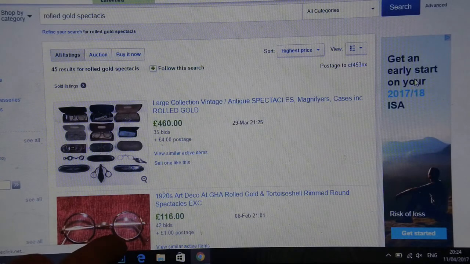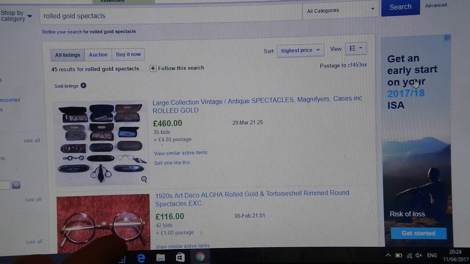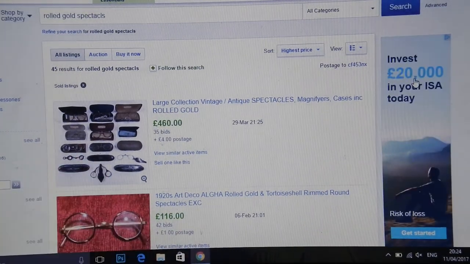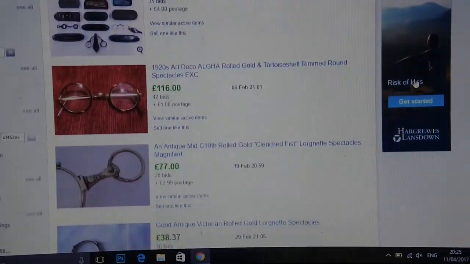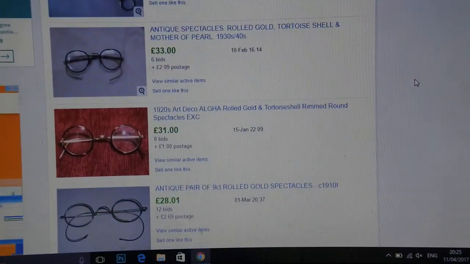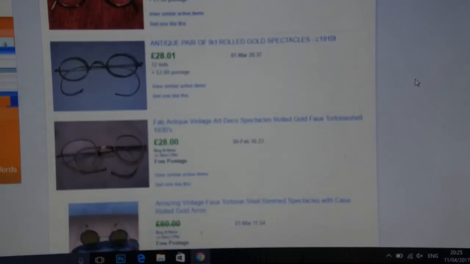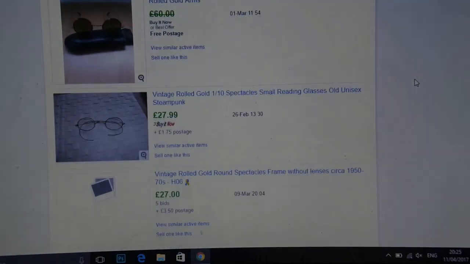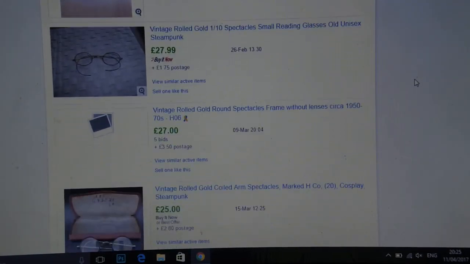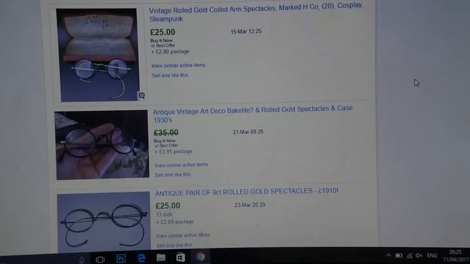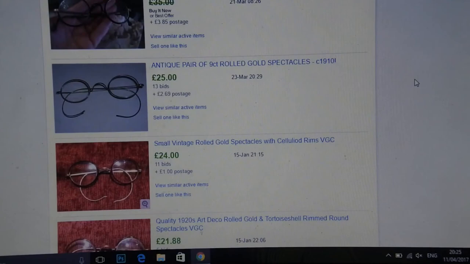Now, 1920s Art Deco, Royal Gold, Tortoiseshell and Rimmed Round Spectacles, £116. £460. Pairs there, £33, £31, £28, £28. So what did I just do wrong? Offering a pair for £12, and not selling. As you can see, all these are sold. 25, 27, 35, 25, 24, 21.